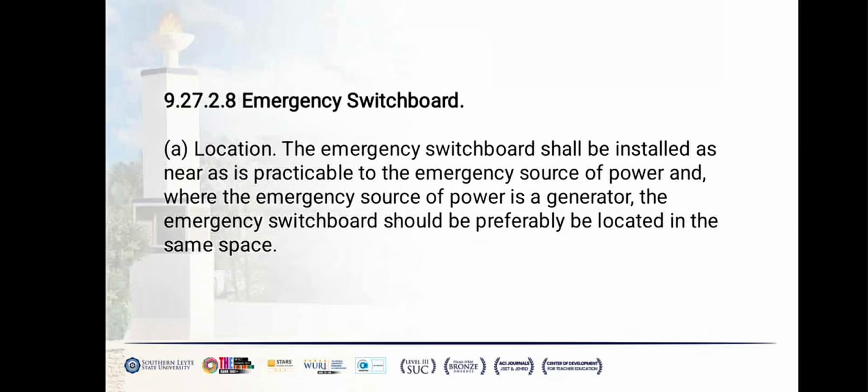Emergency switchboard. Location. The emergency switchboard shall be installed as near as practicable to the emergency source of power, and where the emergency source of power is a generator, the emergency switchboard should preferably be located in the same space. So, the emergency switchboard shall be accessible in case of emergency because that is very important to prevent injuries and other unnecessary things.